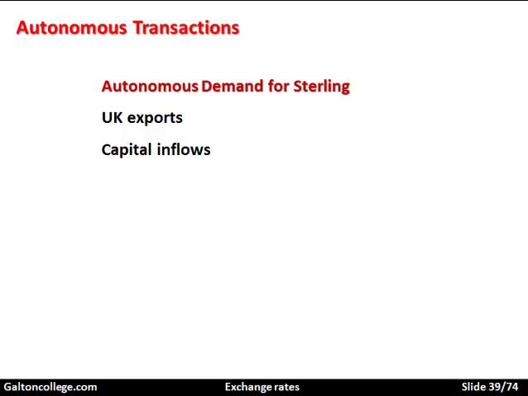Capital inflows, when companies overseas or governments overseas wish to invest in London, let's say, into the UK, they must buy pounds. It's an autonomous demand for sterling. They buy the pounds, they convert their currency into pounds and make their investment. So there's an autonomous demand for sterling.